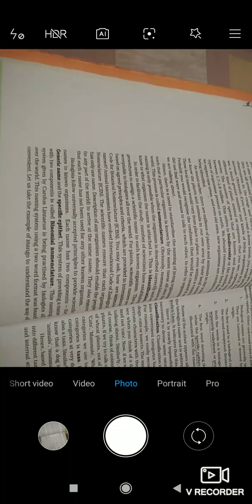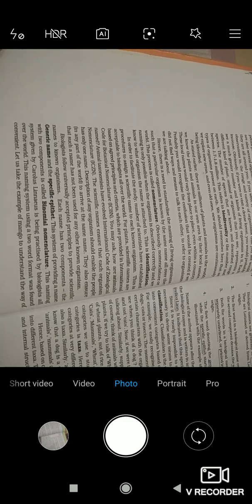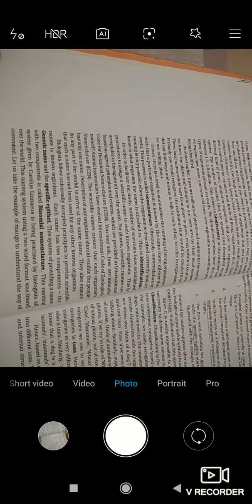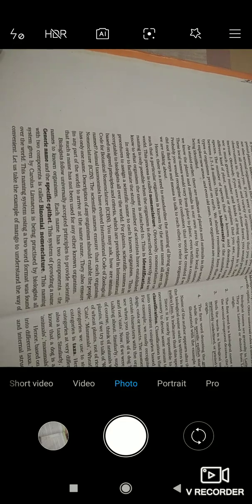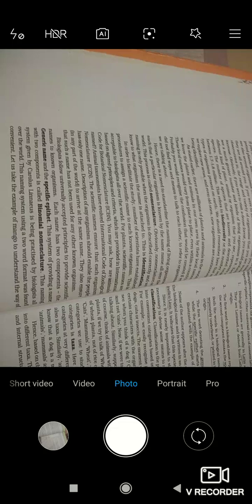So let's see the next statement. This naming system given by Carolus Linnaeus is being practiced by biologists all over the world. So what happened, guys? The process of naming organisms has been given by Carolus Linnaeus and it is practiced by biologists all over the world.